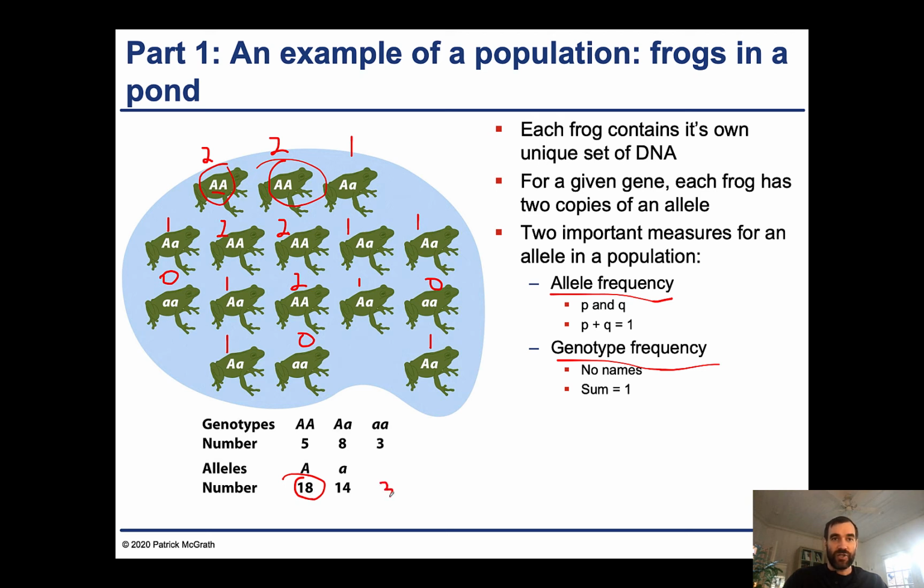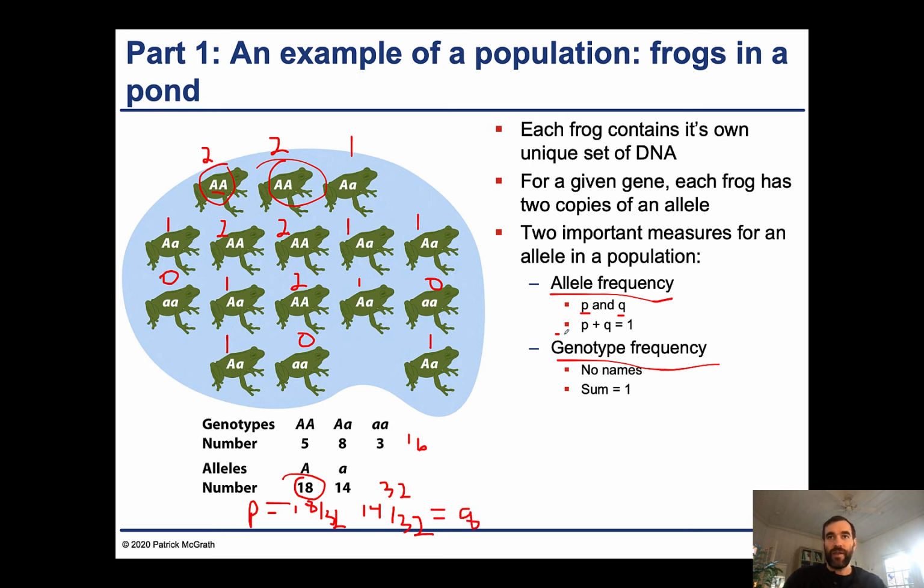So there's 32 total alleles, and there's 16 frogs, so this is just 16 times 2. And now we just simply divide 18 by 32, and that gives us the allele frequency of the big A, and then 14 divided by 32 is the little a. And so we define this as little p and little q. So little p equals 18/32, and then 14/32 is equal to q.